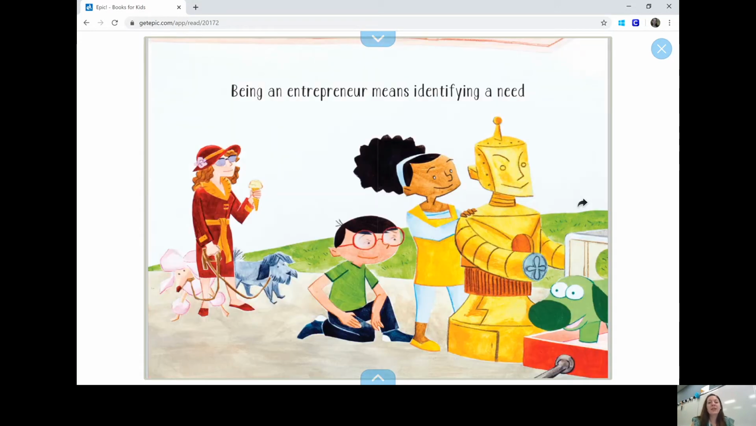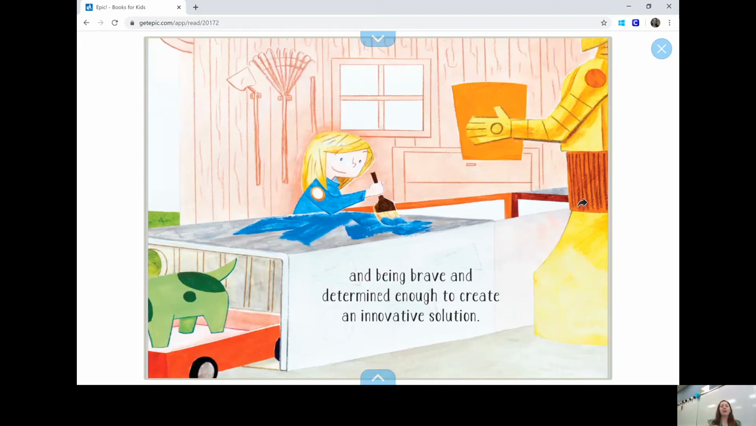Being an entrepreneur means identifying a need. So that means finding something that people do need. It maybe doesn't already exist. You got to identify what could people need. And being brave and determined enough to create an innovative solution. So instead of accepting the way things already are, you got to be brave enough to try something new.